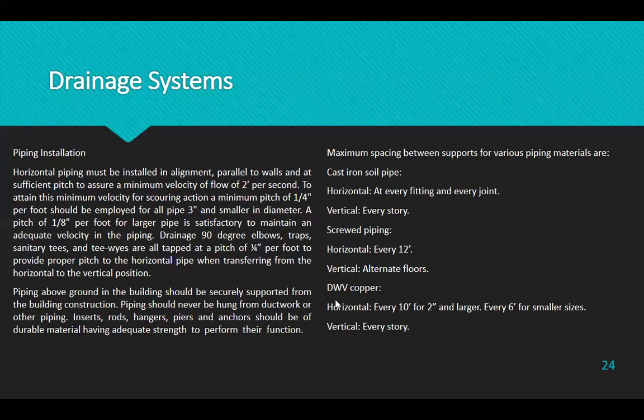Maliit lang. DW copper, horizontal, drain waste and copper to a dito pipe. Every 10 feet for 2 inches and larger, and every 6 feet for smaller sizes. Vertical, so every story kasi malambot to.